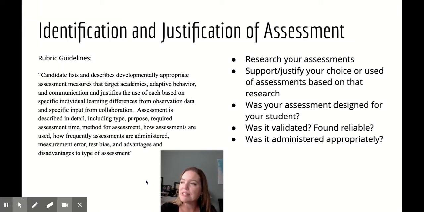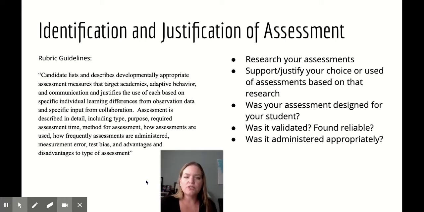Think about these questions, right? Was your assessment designed for your student? Was it designed for a student with autism? Was it designed for a student with autism who also has moderate or severe intellectual disabilities, if that fits your student, right? Think about your student. Does your student have English language barriers? Was your assessment designed to support a student who doesn't speak English as a first language? Is it designed for a student who's nonverbal, if your student is nonverbal? Think about all that stuff.